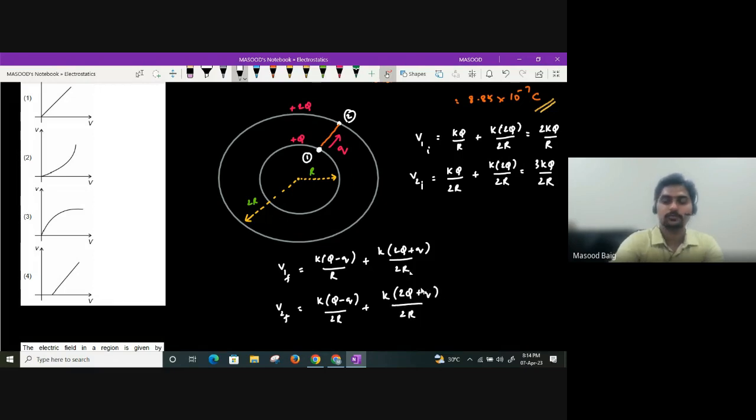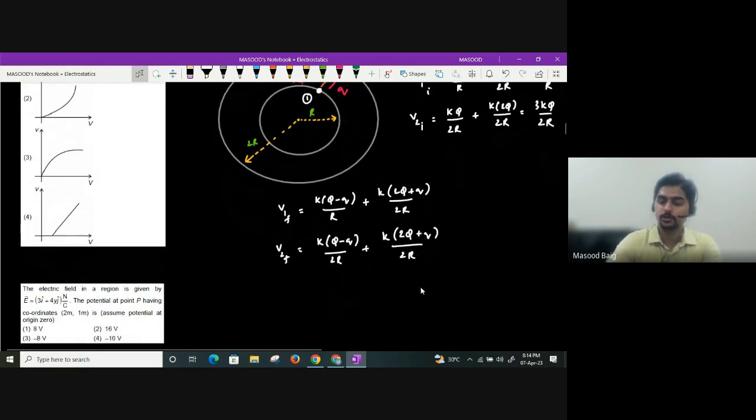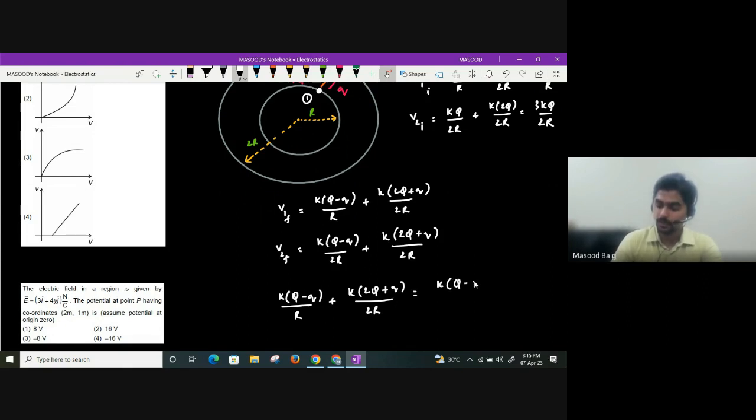Now, sharing of charge takes place until both of them attain a common potential. Yes or no? So what can we write here? k into capital Q minus small q divided by R plus k into 2Q plus small q divided by 2R should be equal to k into capital Q minus small q divided by 2R plus k into 2 capital Q plus small q divided by 2R, guys. Yes or no? Did I make any mistake? Just check once.